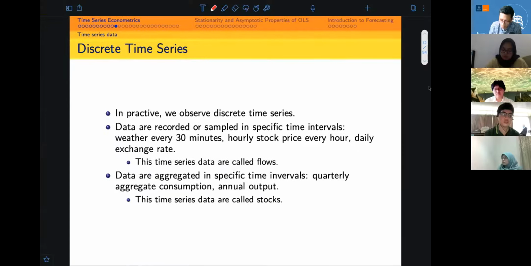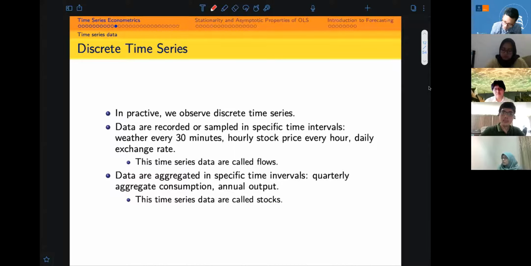So again, in practice, we observe discrete time series because we observe it in equally spaced intervals. Another reason is that data are recorded or sampled in specific time intervals. For example, temperature could actually be a continuous variable. However, it's actually recorded at specific time periods, for example every 30 minutes or every hour. If we're talking about stock prices, for example, we record the hourly stock price. We don't record it every second. And for exchange rate, we don't necessarily record it every week, but we record it daily.